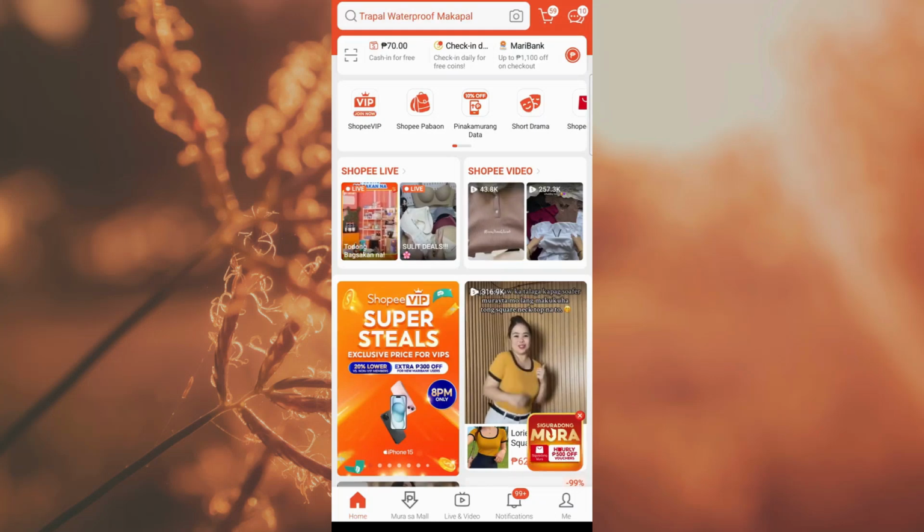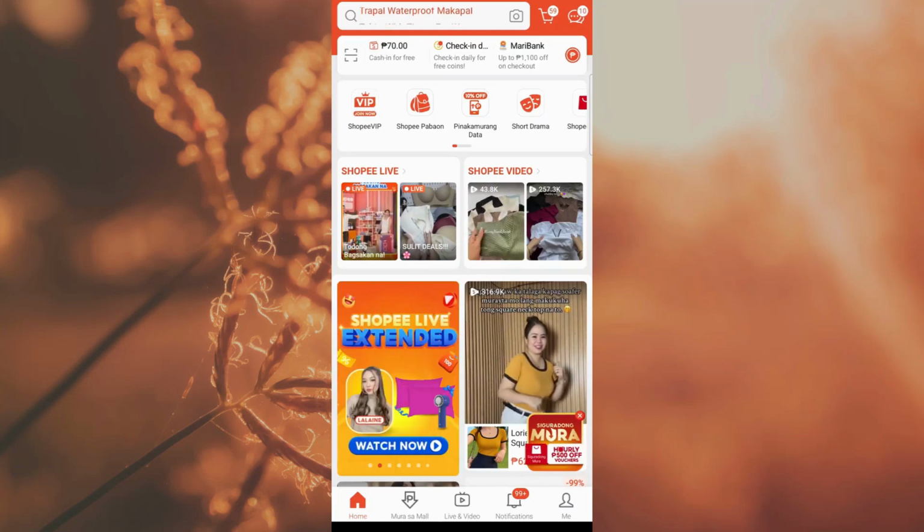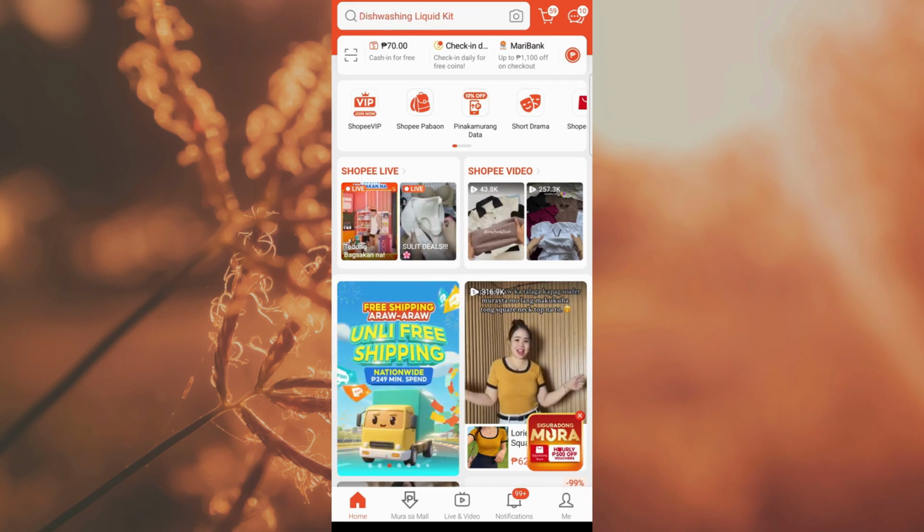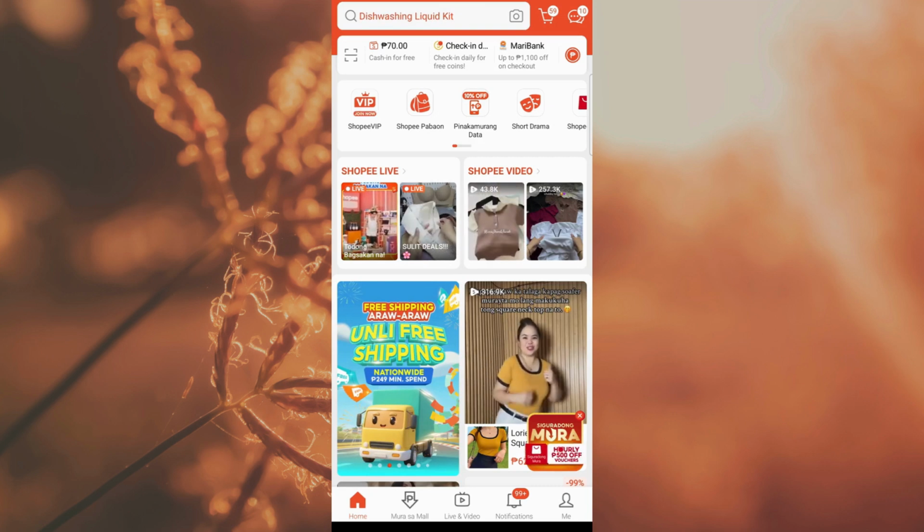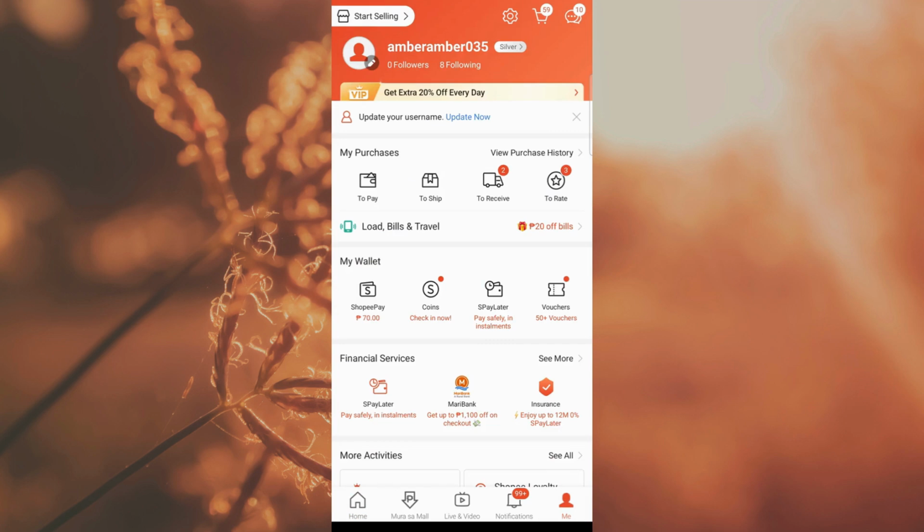In today's video, I'm going to teach you how to instantly convert SPayLater to GCash, and I want to be clear from the start so you don't waste time or money.